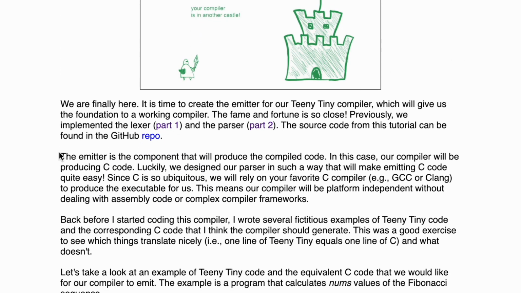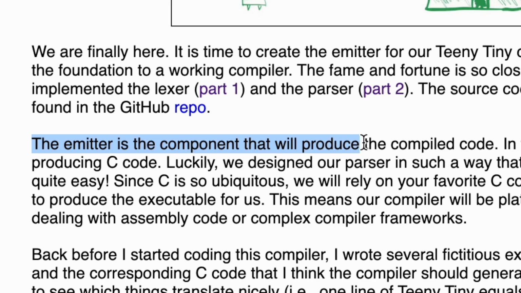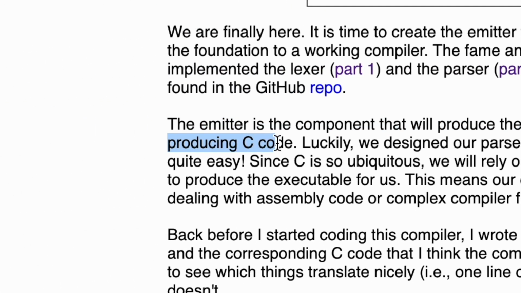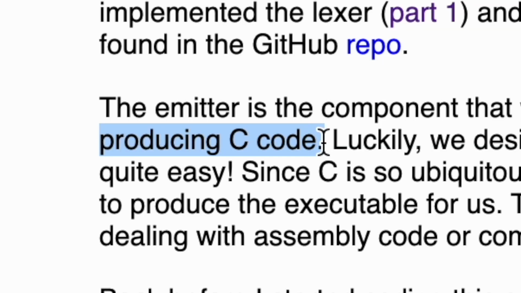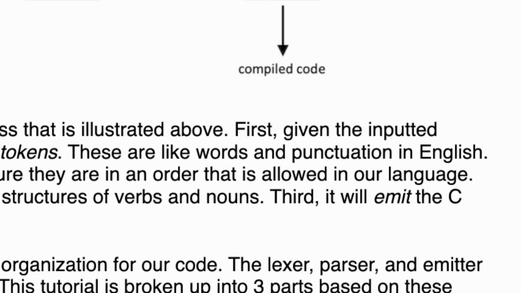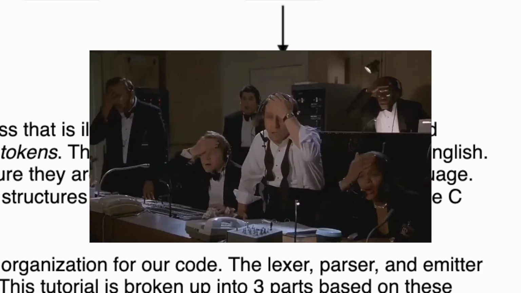Time for the emitter. The emitter is a component that will produce the compiled code. In this case, our compiler will be producing C code. Wait, it compiles to C? Why didn't it say in the beginning? Oh, it did say in the beginning.